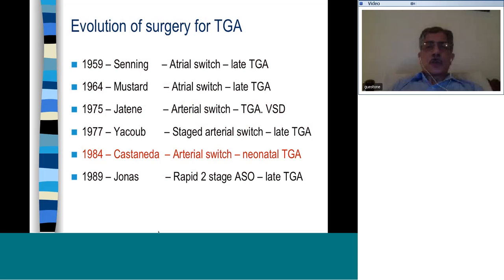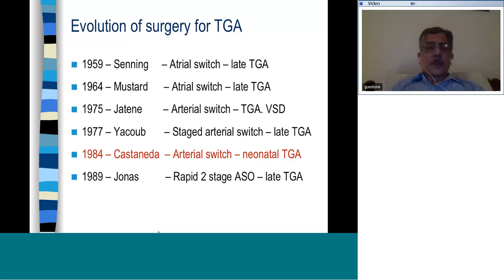Subsequently, Mustard from Toronto in 1964 described a simpler form of the atrial switch where they used a pericardial baffle within the atrium in order to stream the blood flow within the atria. And the anatomical correction was finally successfully achieved only in 1975 by Jatene from South America. That really changed the time course and the way that management of transposition of great arteries occurred.